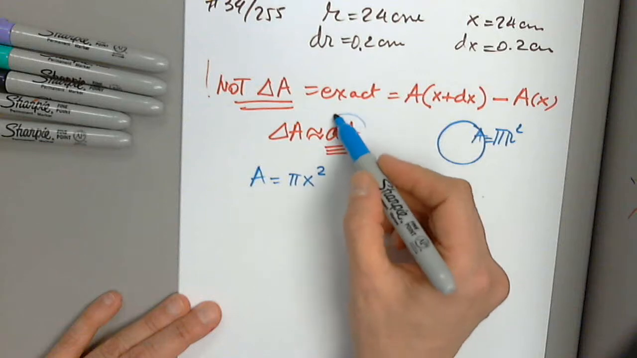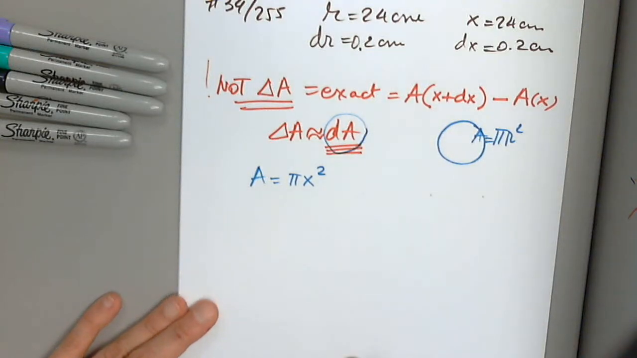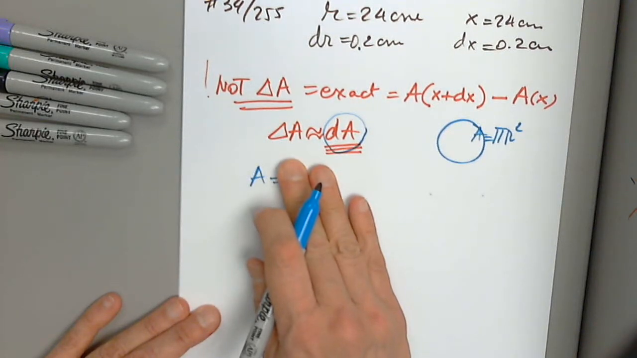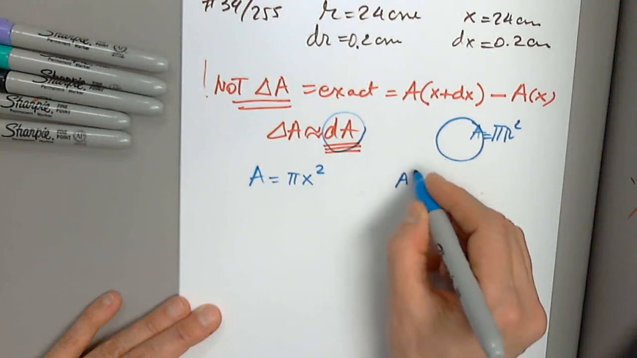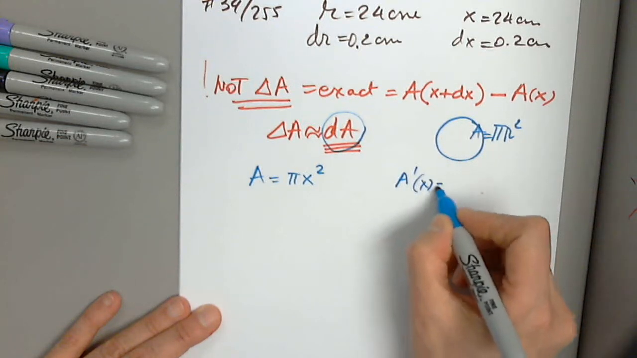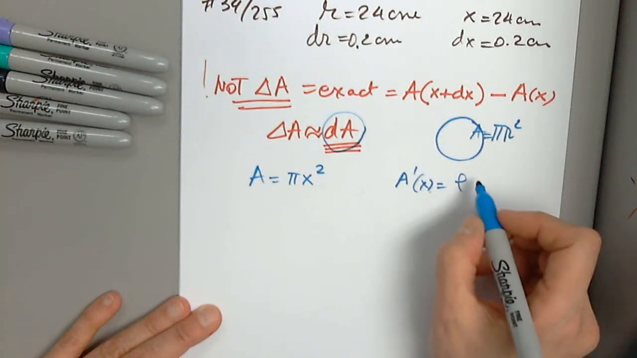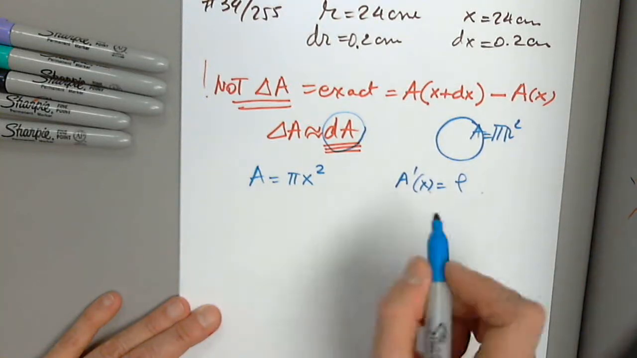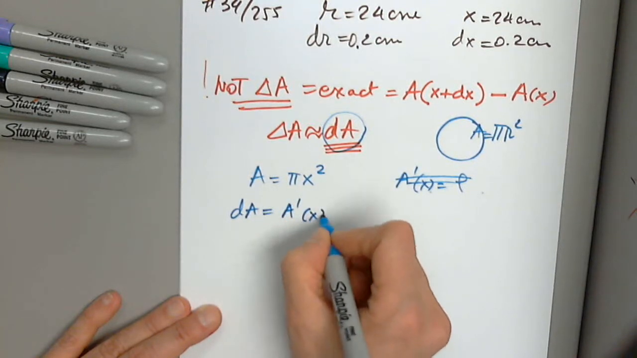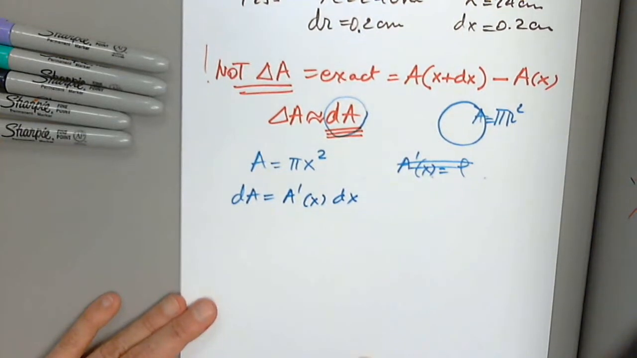I need to find dA. Do not confuse this with related rates. So this is a function. It's a function of x. And we want to find A prime. A prime of x is, I didn't mean that. I meant dA equals just A prime of x times dx. I don't need to write the A prime again.